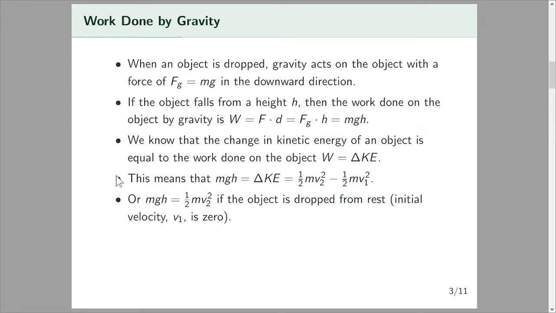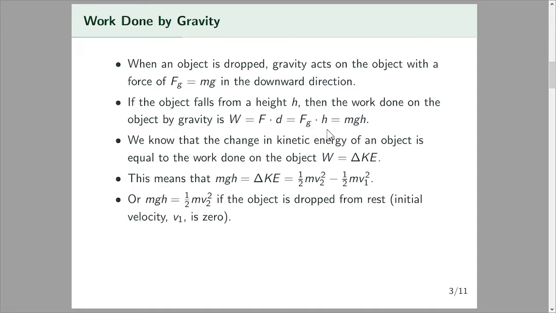So let's talk about gravity doing work. This is where this concept of potential energy that I talked about when I read the title of this section a few screens back comes from. It turns out that when an object is dropped, gravity acts on the object with a force of mg. We've already talked about this in our Newton section. If the object falls from a height h, then the work done on the object by gravity is just the force times the distance. It's the force of gravity times how high it was, a height h.